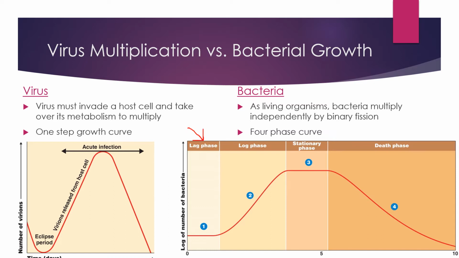This curve is made by taking samples of bacteria from a culture and then counting the number of cells. Changes in cell number are recorded over time and plotted on a graph. You'll remember that there are 4 phases to a bacterial growth curve. The first phase is the lag phase, depicted here.